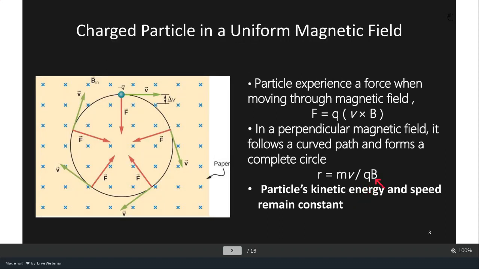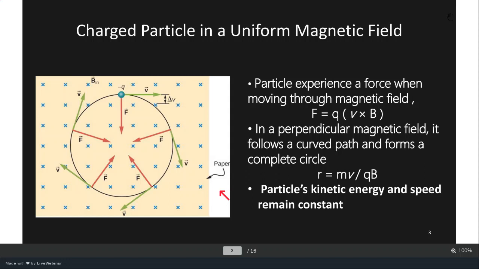When a charged particle is placed in a uniform magnetic field, it will experience a magnetic Lorentz force, which can be defined as F = q v × B, where v is the velocity and q is the charge of the particle. As we can see in the equation, the magnetic force is perpendicular to the velocity. So, the velocity changes its direction, but not its magnitude. The result is a uniform circular motion, where the particle's kinetic energy and speed remain constant.